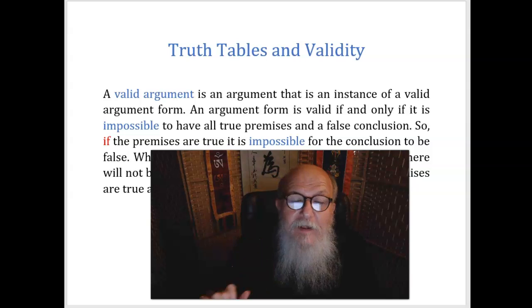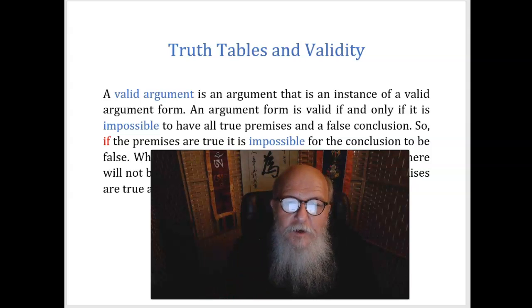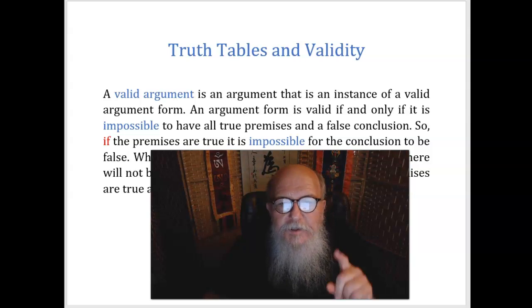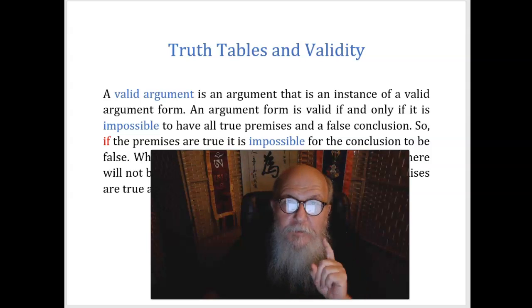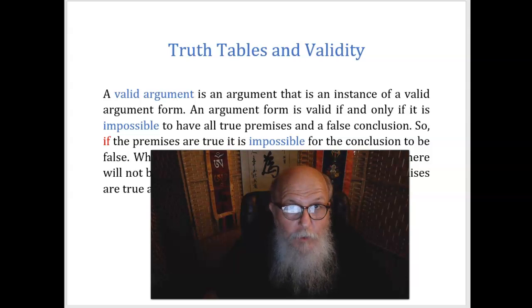Think again about what a valid argument is. A valid argument is an argument that's an instance of a valid argument form. An argument form is valid if and only if it's impossible to have all true premises and a false conclusion. So if the premises are true, it's impossible for the conclusion to be false. When we analyze an argument with a truth table, there will not be any row, or possible world if you prefer, where all the premises are true and the conclusion is false.